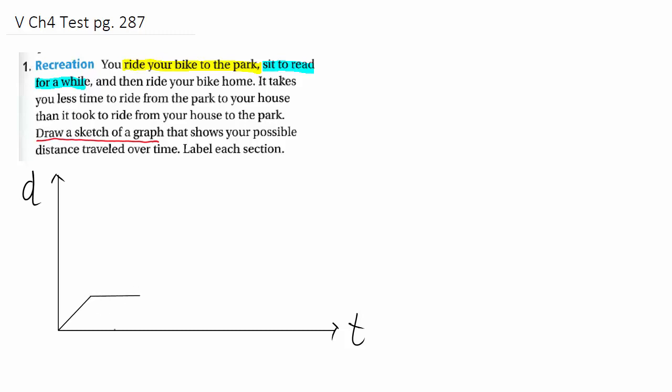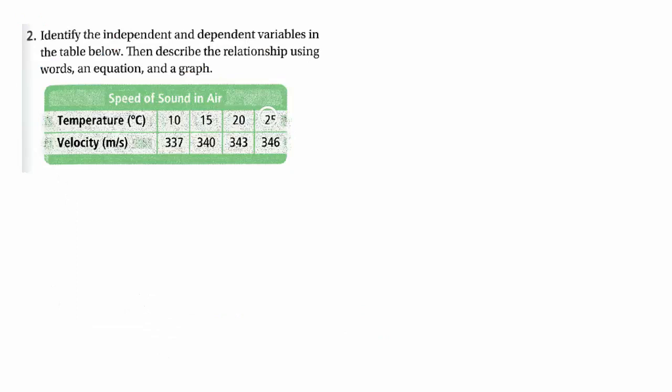So if I ride my bike, I go at a pretty steep speed. And then I stop for a while in the park. So that's where there's a flat line there. I'm not going away from my house. But notice how when I'm going back, I go faster back towards my house. So it's steeper because I'm taking less time to go back to my house. So that's why it's going to be a little bit steeper there. It's not the same slope there.